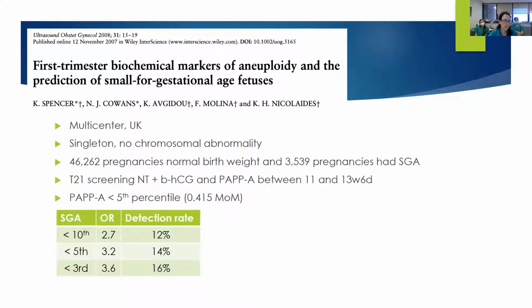As you can see here in this table, these are the odds ratios. The odds ratio was 2.7 for SGA less than the 10th percentile with a detection rate of 12%, and SGA less than the 3rd percentile had an odds ratio of 3.6 with a detection rate of 16%.